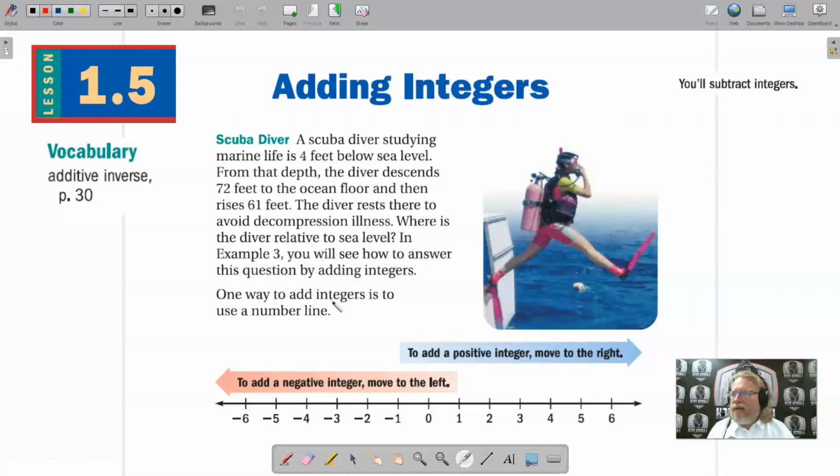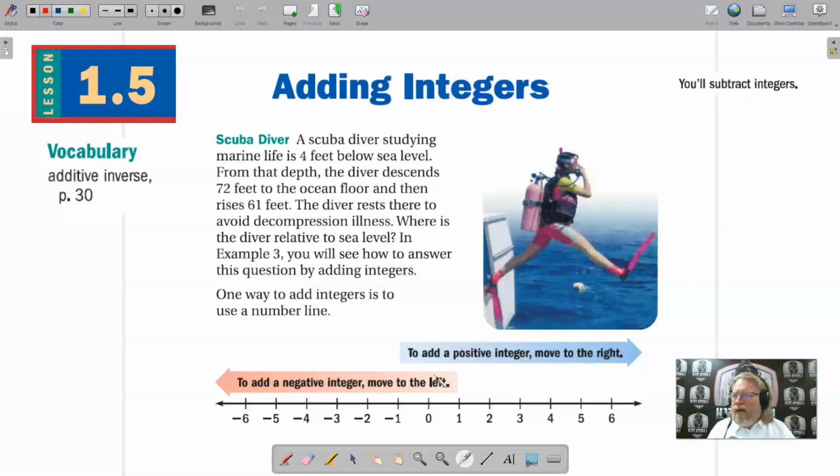One way to add integers is to use a number line. Number lines come in real handy whenever we're trying to understand the concept of adding and subtracting integers. I just noticed the title says adding integers, but the objective is to subtract integers. That's got me a little bit confused, but we'll roll with it.